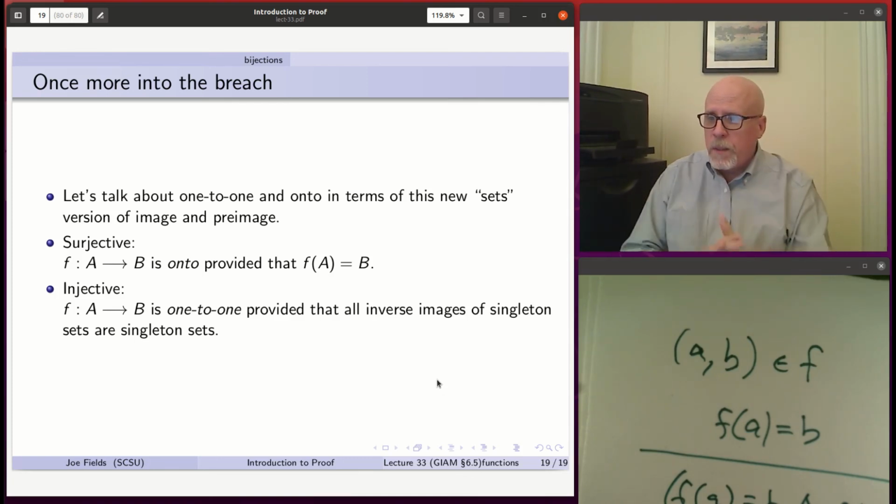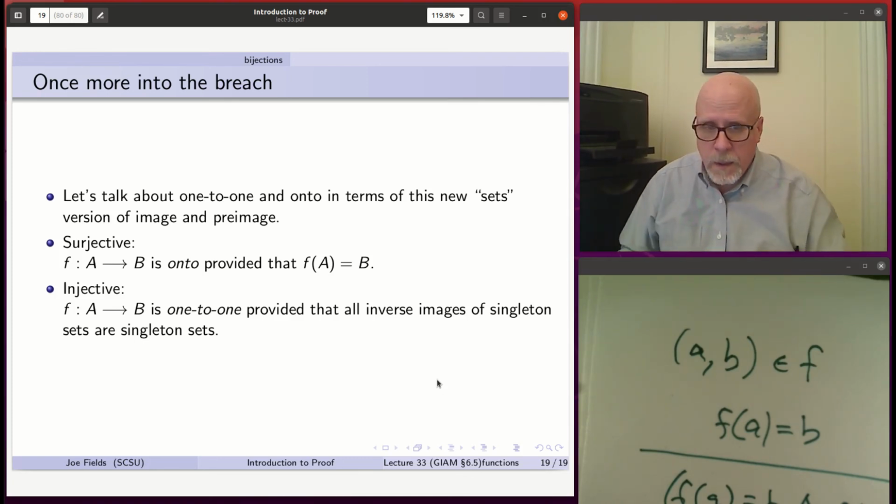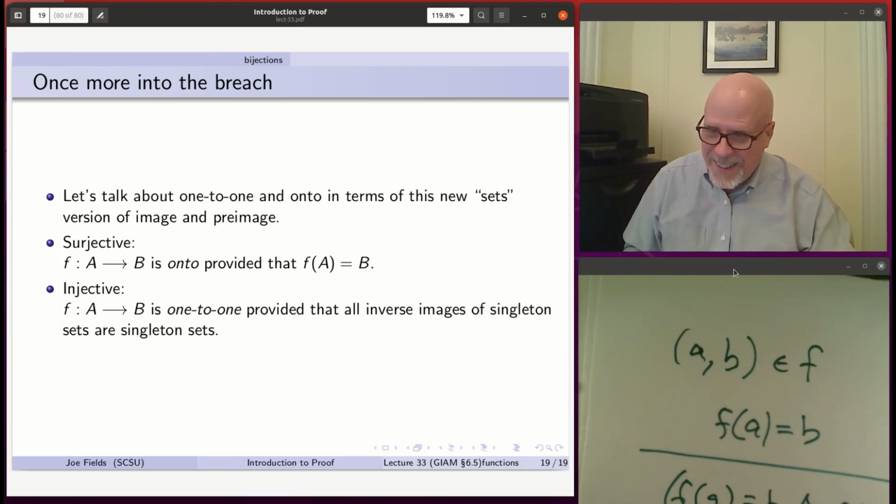Okay, that brings us to the end of today's slides, and I think that's a good place to stop. We've covered section 6.5 about functions. Next coming up is section 6.6, which is a little compendium of special functions that we will look at.